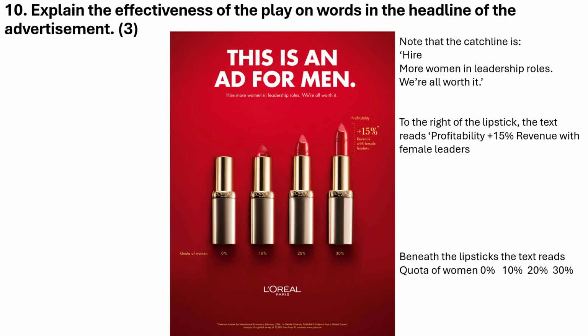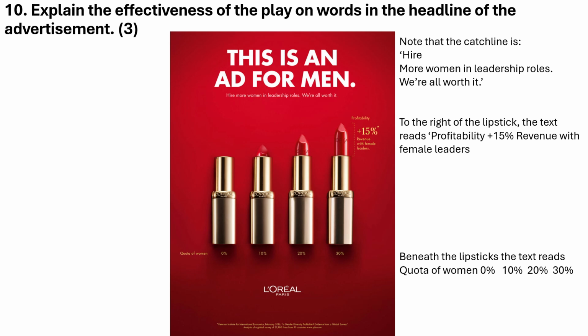Explain the effectiveness of the play on words in the headline of this advertisement for 3 marks. This is a 3-mark question. So note, whenever there is a play on words question, you must remember that you must explain at least 2 relevant meanings, which will be 2 of your marks, and then why the play on words is effective. Explain the effect of that play on words for your 3rd mark. And remember, you will never get a mark just for saying it's effective. You need to explain why and how it's effective.